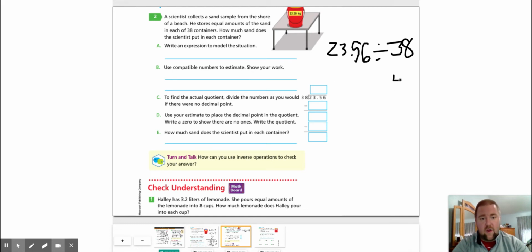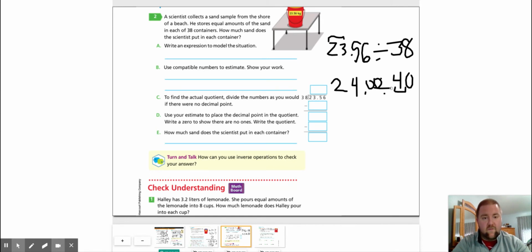So 38 would round to 40, because when we have two-digit divisors, we start there. Now we've got to figure out what's around 23 and 56 hundredths. What I like to do is look at this 4 and say, how many times can 4 go into 23? It can go in 6 times, and that would make 24. So then I change this number to just be 24, just regular old 24. Now if I'm estimating with this, I need to say 24 divided by 4, right?